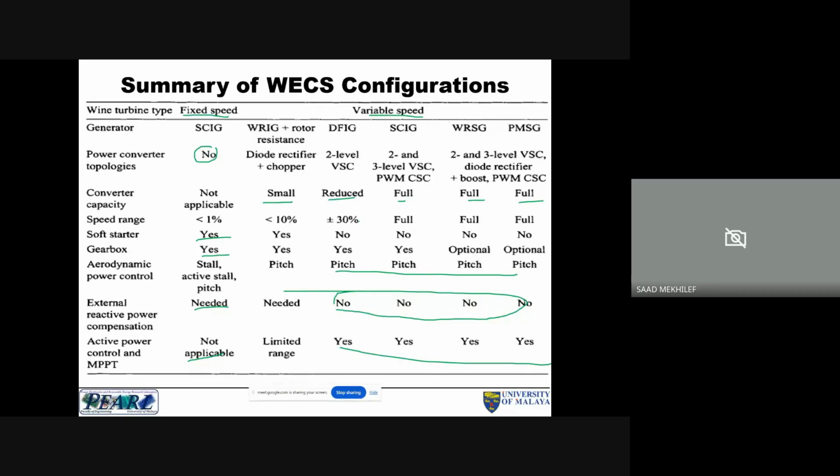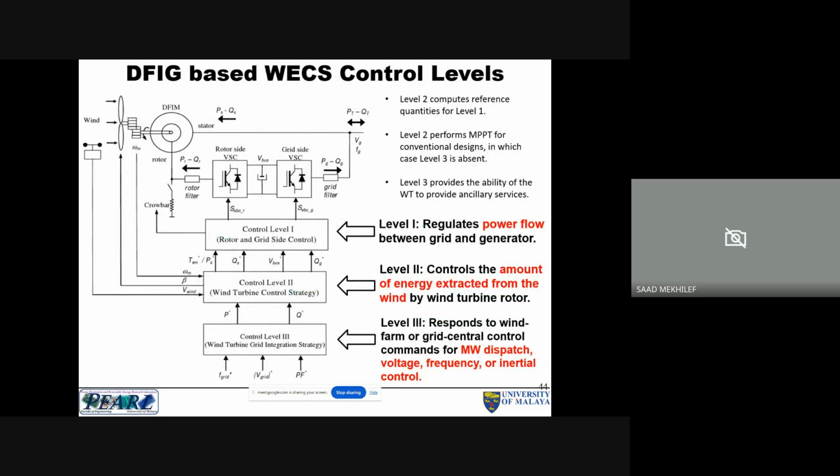And the gearbox: for the last two, especially the permanent magnet synchronous generators, it is optional, not required. That means we can run it without a gearbox. So this is just a summary of the types. As I said before, if you want more details, you need to go into each one of them and we study them one by one.